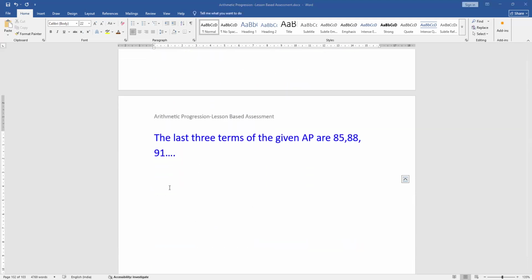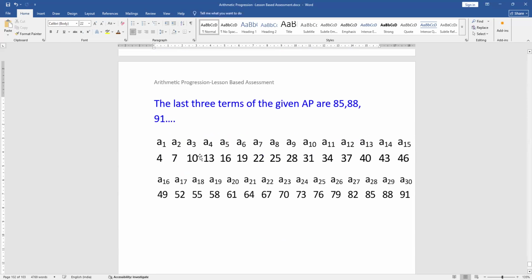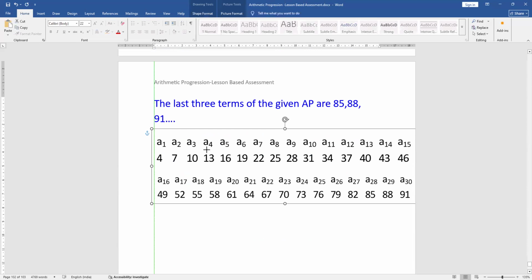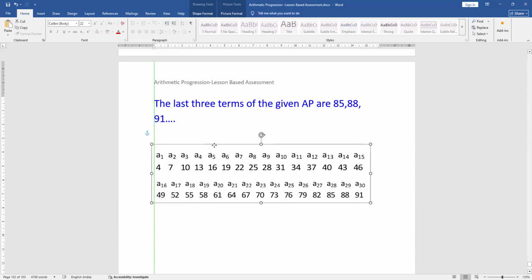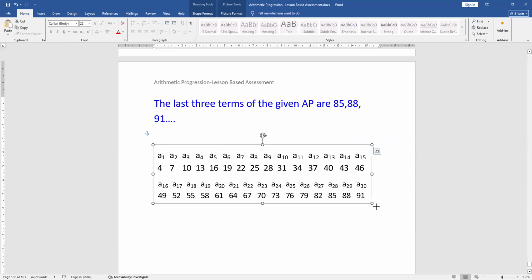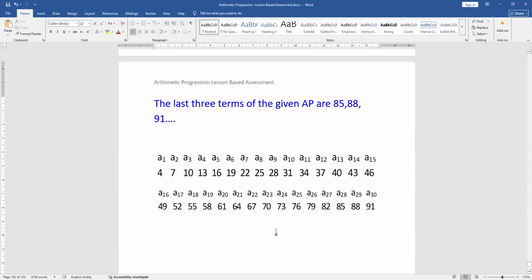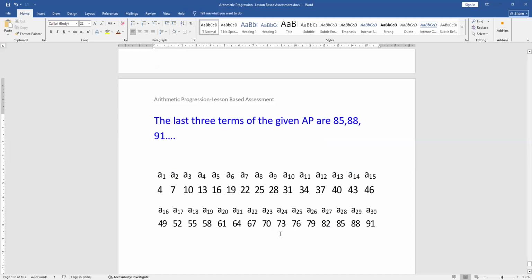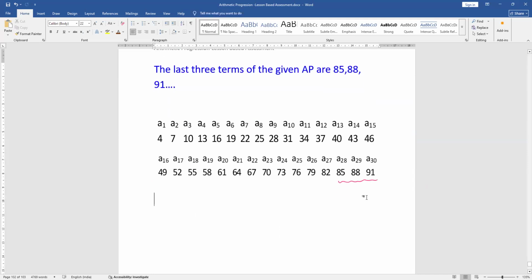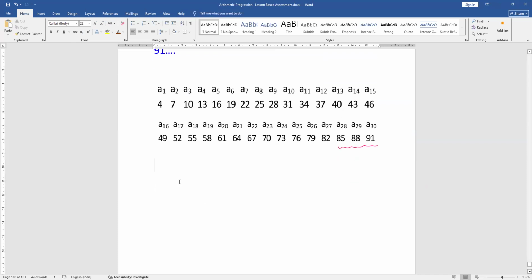I just prepared a table here. This is how it looks. Here you can clearly see what the required progression is: 4, 7, 10, and the last 3 terms are 85, 88 and 91. So I hope I completed this progression part, and in my next video I'll be taking up trigonometry.